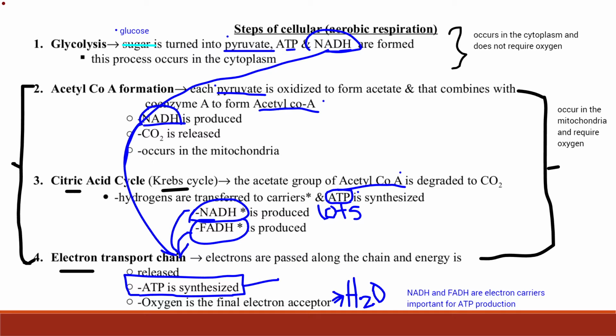I'm not concerned about the numbers of ATP. In other classes you'll learn it and they'll talk about each step and all of the chemical reactions and where that ATP is produced and how many molecules at each location. We're not concerned about that at this point.